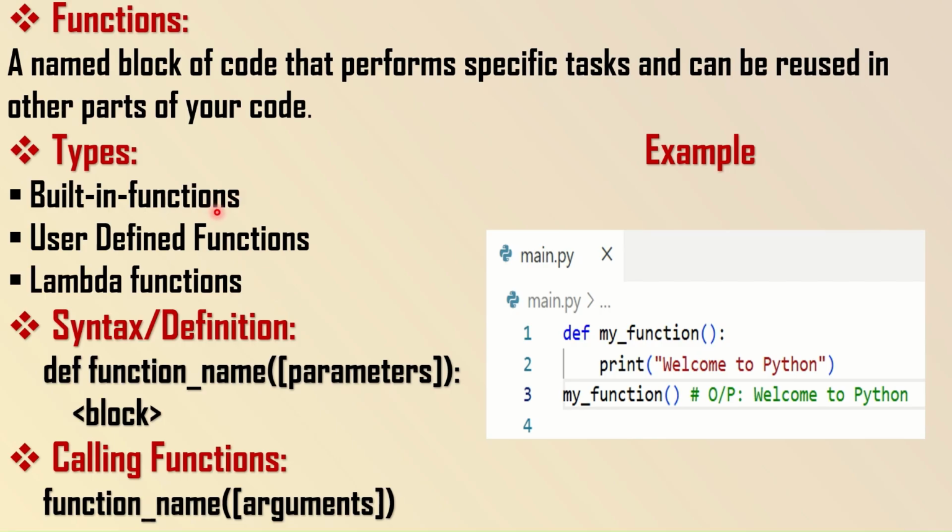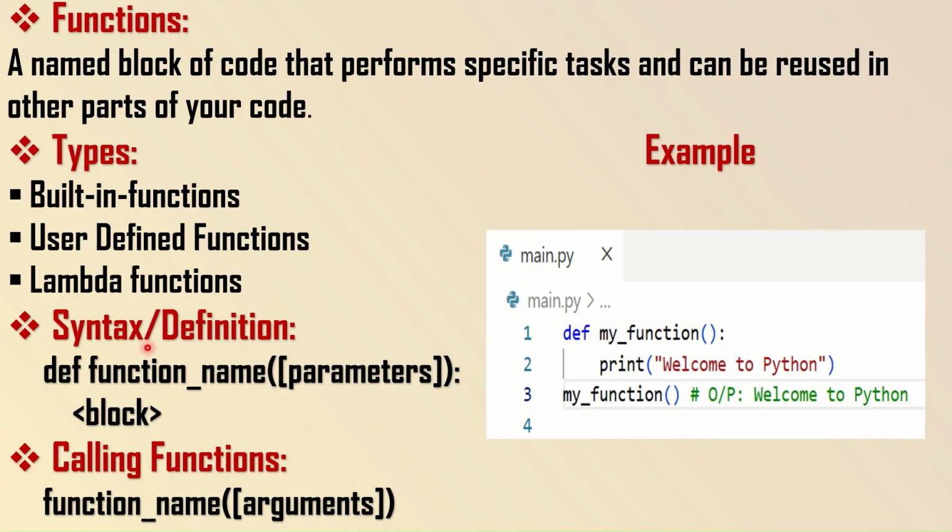We have already seen some of the built-in functions in our previous sessions. For example, we have seen the print and range functions, and we're going to see some more built-in functions in our upcoming sessions as well. In today's session, we are going to see user-defined functions, like how we can create them in our code and how we can make good use of them.